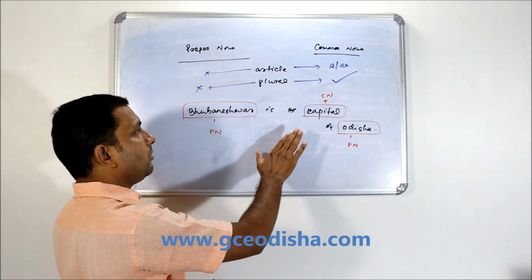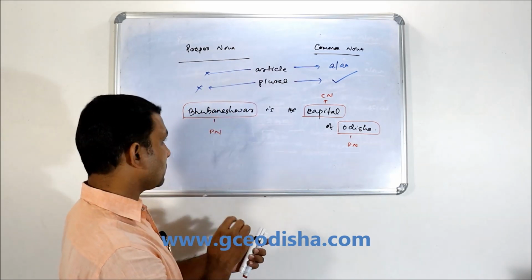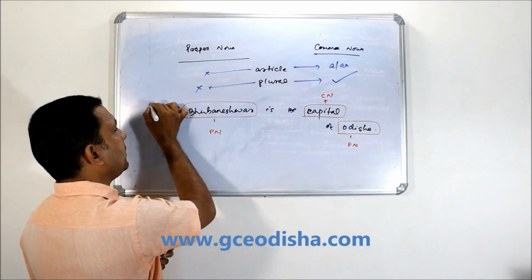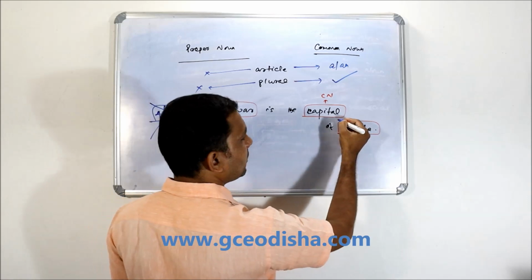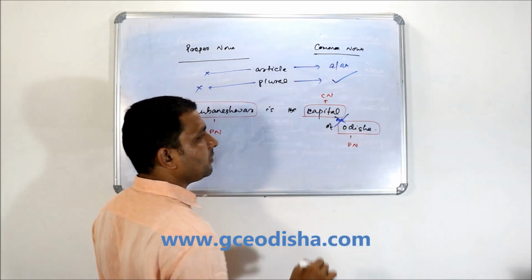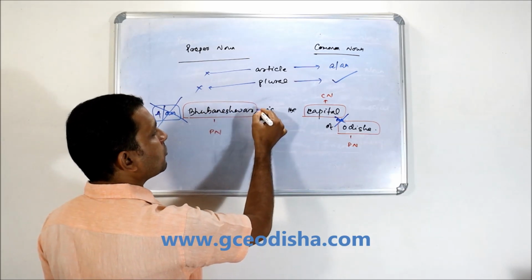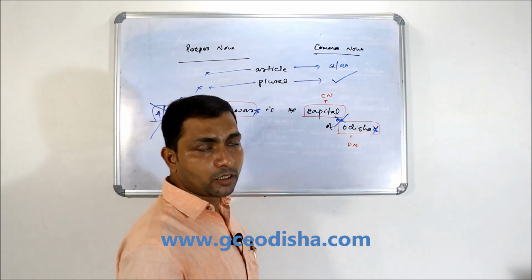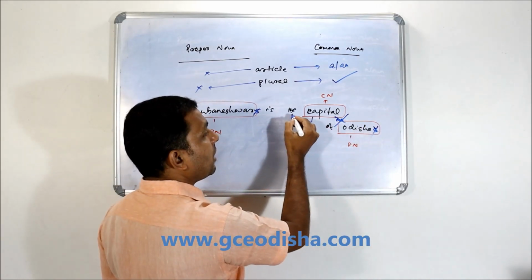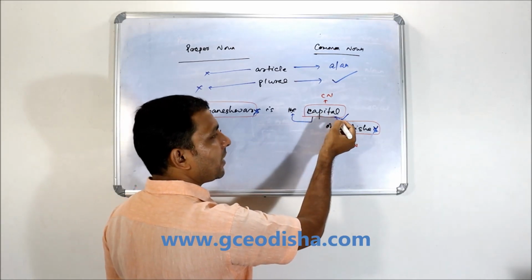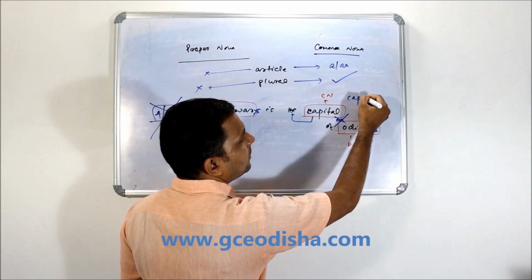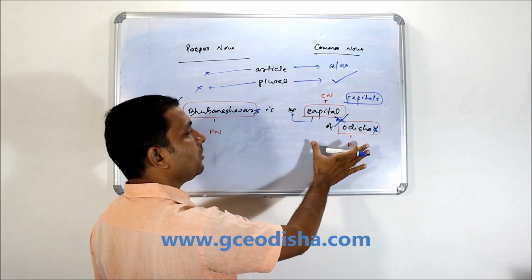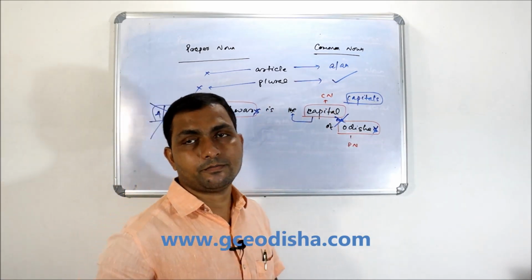So according to this rule, we can't use an article before a proper noun. That means if you use a or an, it is incorrect. If you make Bhubaneswar into Bhubaneswars, it is incorrect. If you make Odisha into Odishas, even that is incorrect. But you can use the article the before capital, or you can even write capital as capitals, as capital is a common noun and these two are proper nouns.